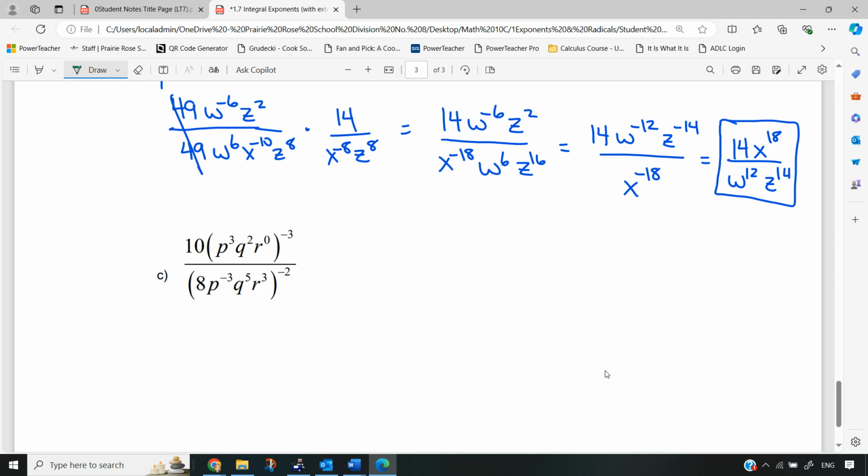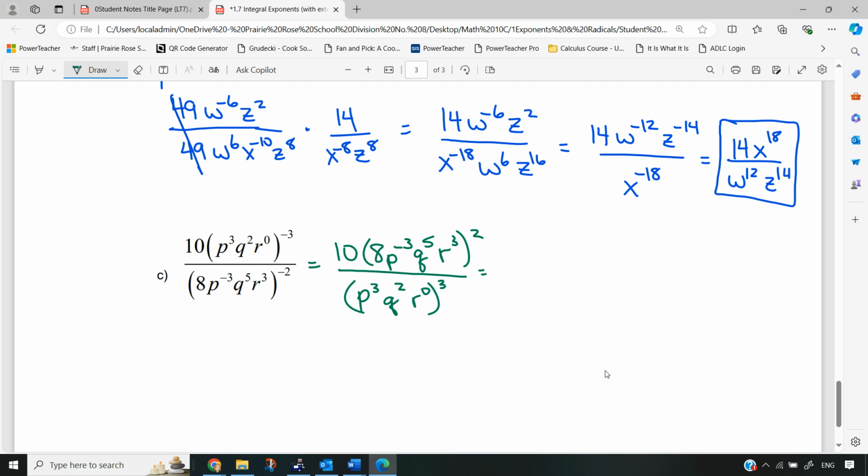And our final example. So here I have an expression to the exponent negative 3, and in the denominator I have an expression to the negative 2. So the 10 is going to stay put. I'm going to move that denominator expression to the top, which is going to be 8 p to the negative 3 q to the 5 r cubed all squared. And I'm going to move the negative expression in the numerator to the denominator. So we're going to have p cubed, q squared, r to the 0, and then to the exponent 3.